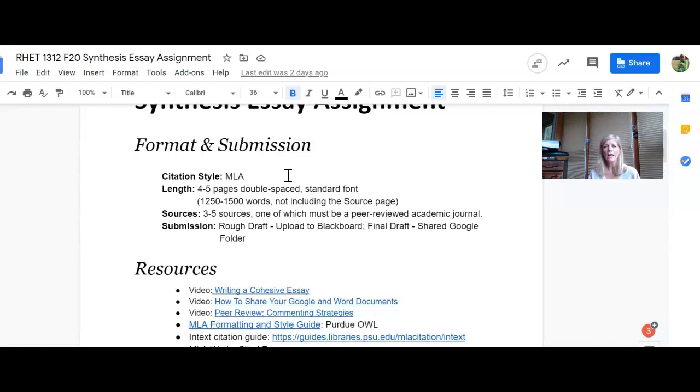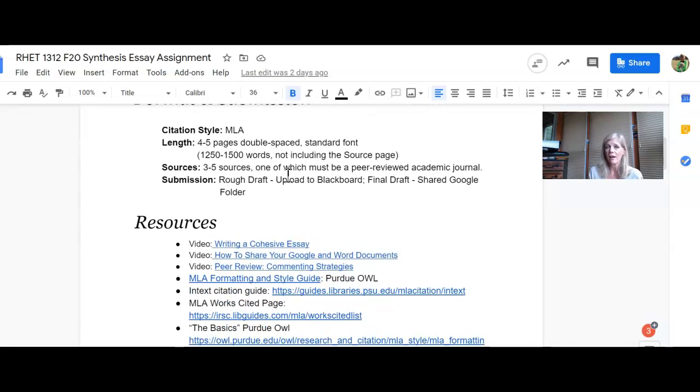Even when you synthesize information into your own words, wherever you got those pieces of information, whatever resource you pulled that information from, even if you put it totally into your own words, you still must cite that source. So citing properly is very, very important in academic writing. So the MLA is the style that we'll use for this paper, for this assignment.